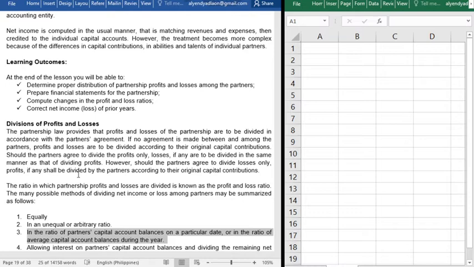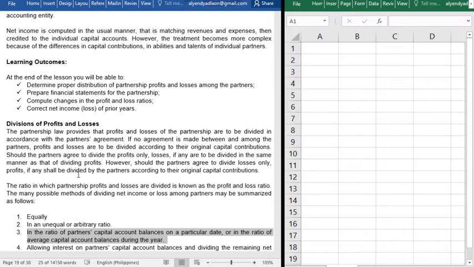Now, class, if you're going to base the profit on just a particular date, then it could be unfair, or the other partners may feel it is unjustified. Say for example, A has a contribution of 1 million on the first day of operation, while B only has 800,000. But later on, A withdrew 300,000. So A only has 700,000 capital as of now.